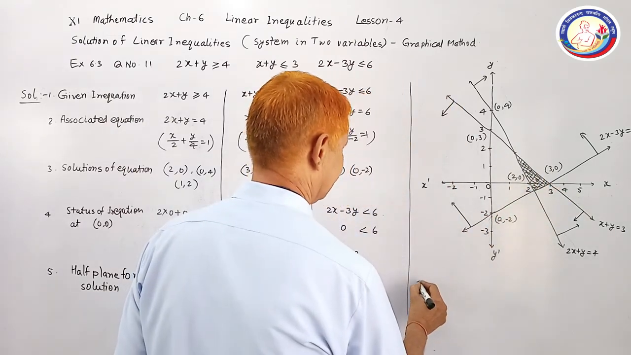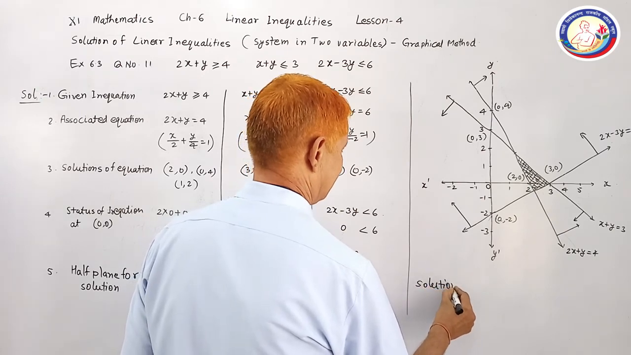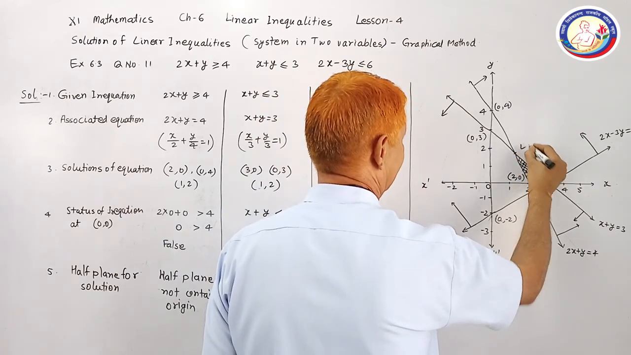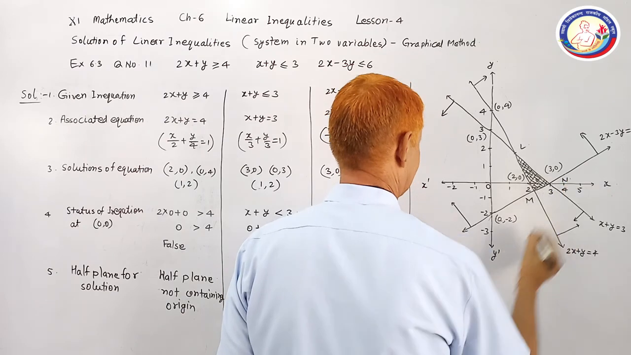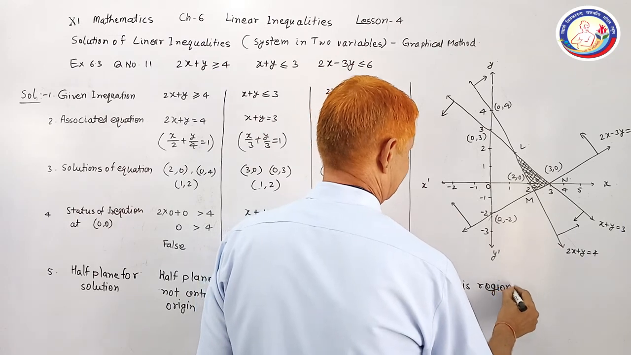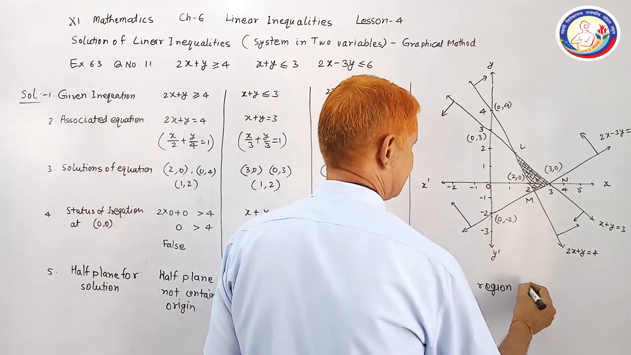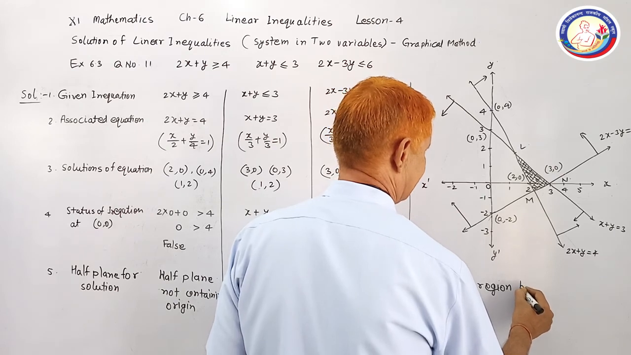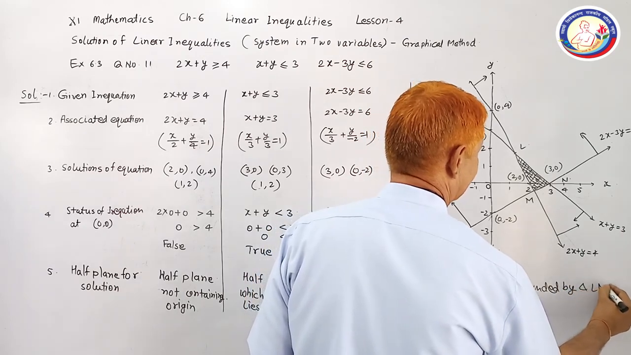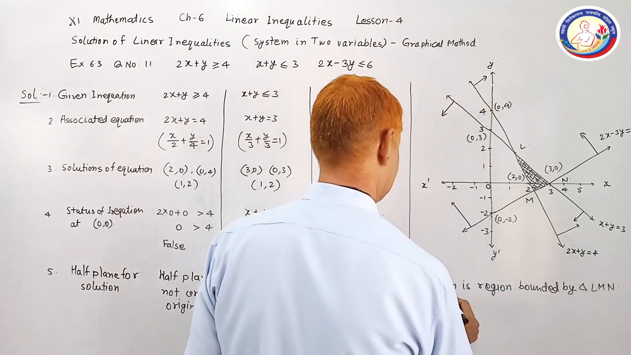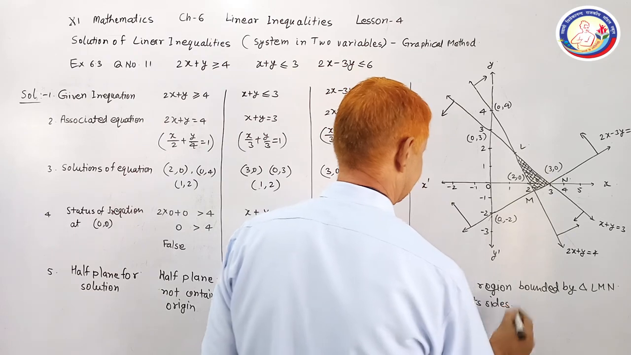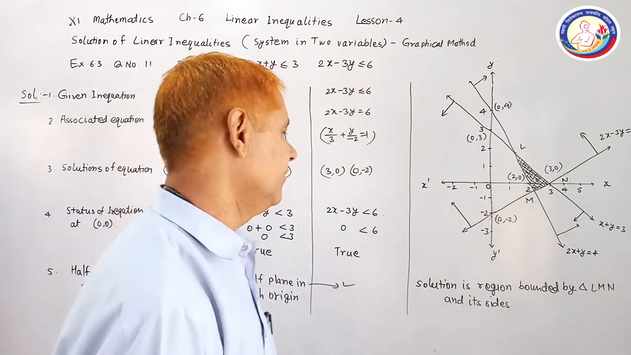So what is the solution? Say this is triangle LMN. The solution is the triangle LMN and its sides. So this is the solution where we have shaded it.